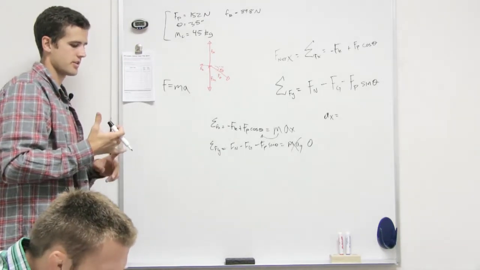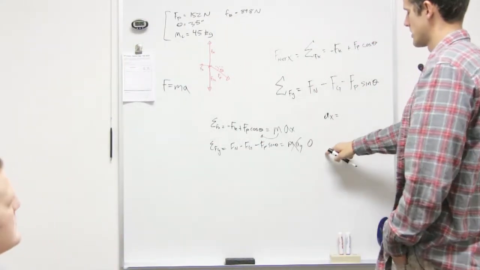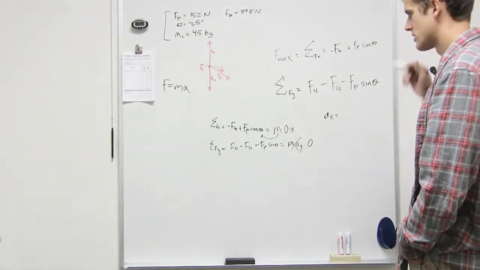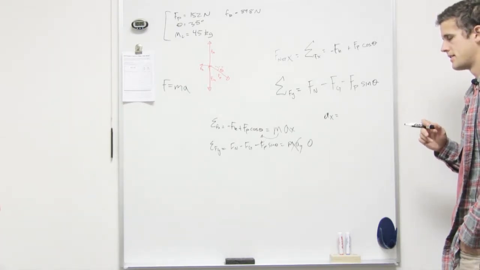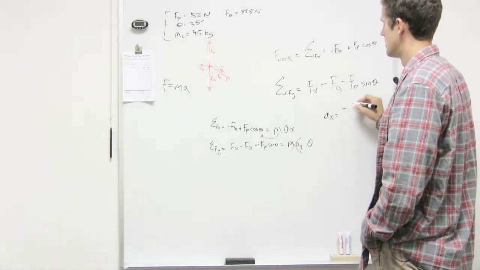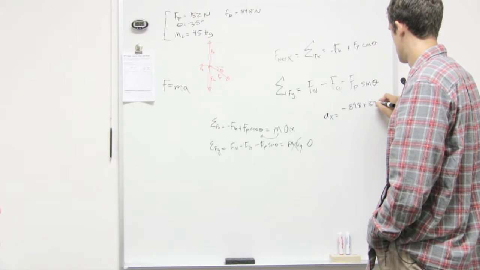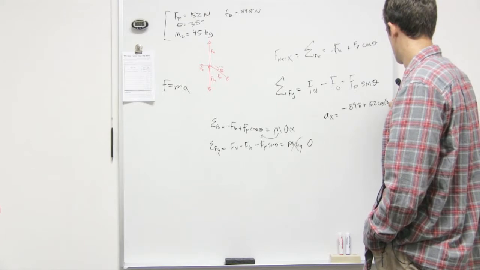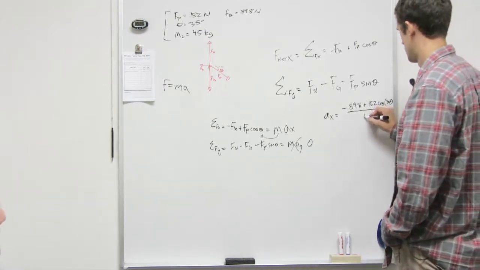So we want to solve for the acceleration in x and the normal force. So we said that we have these two equations. So how are we going to solve for acceleration in x? So do negative 89.8 plus 152 times cosine of 35 over the mass 45.